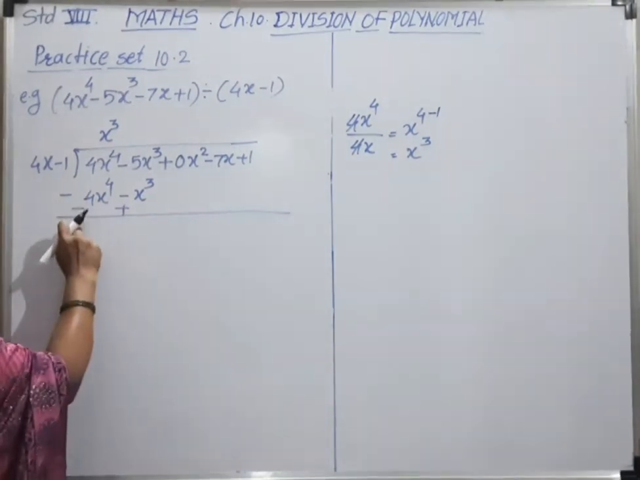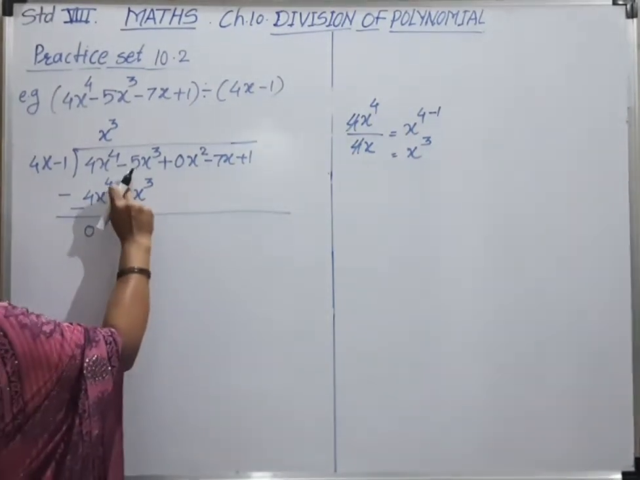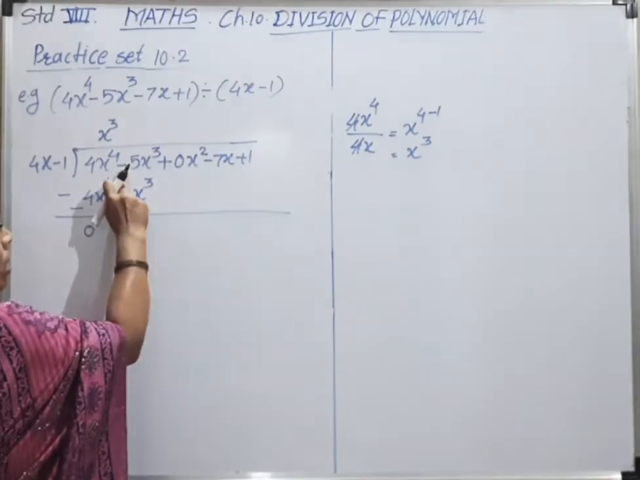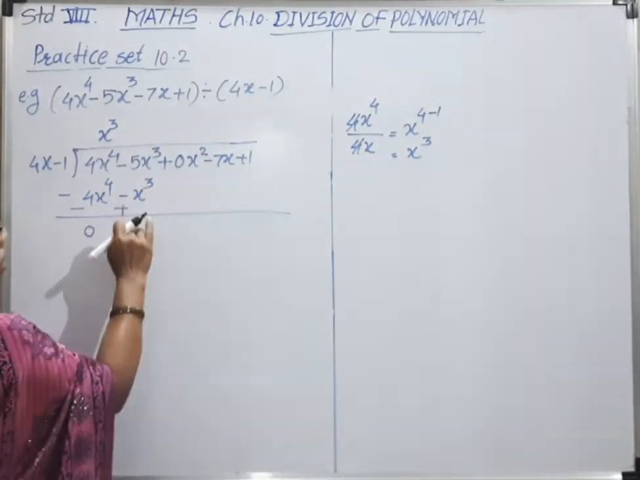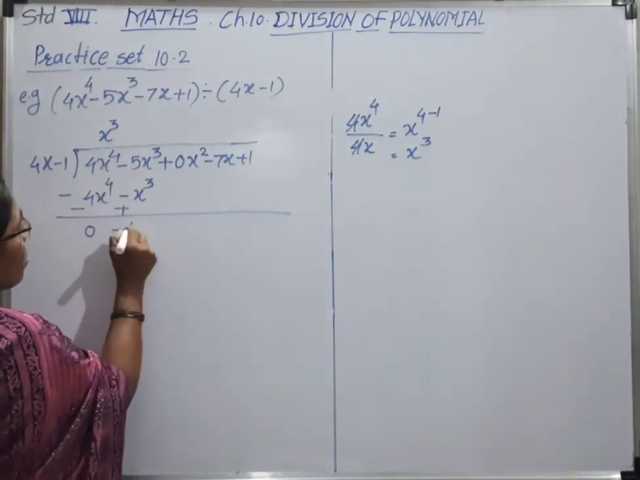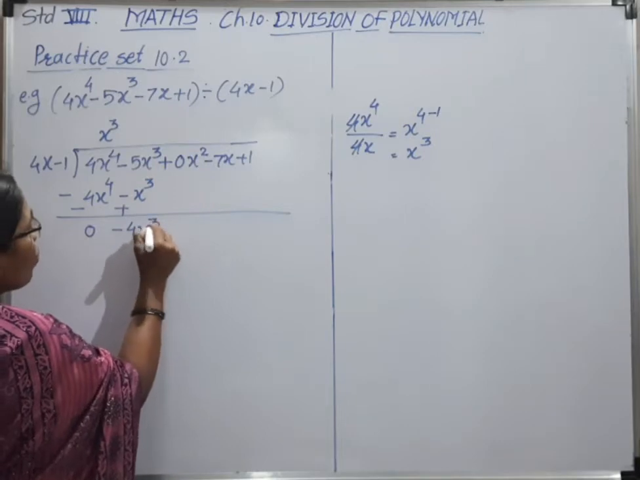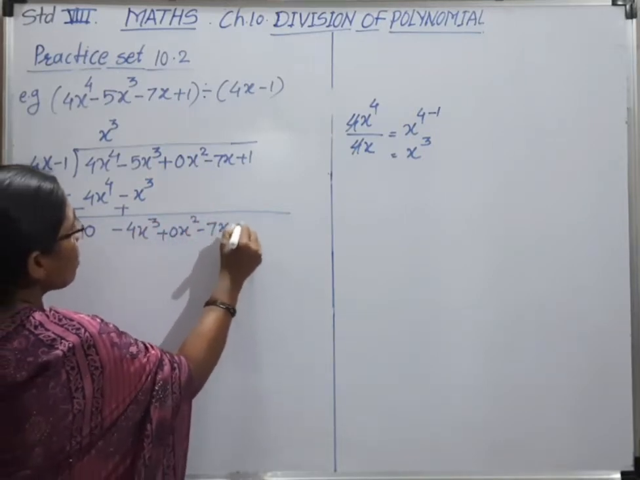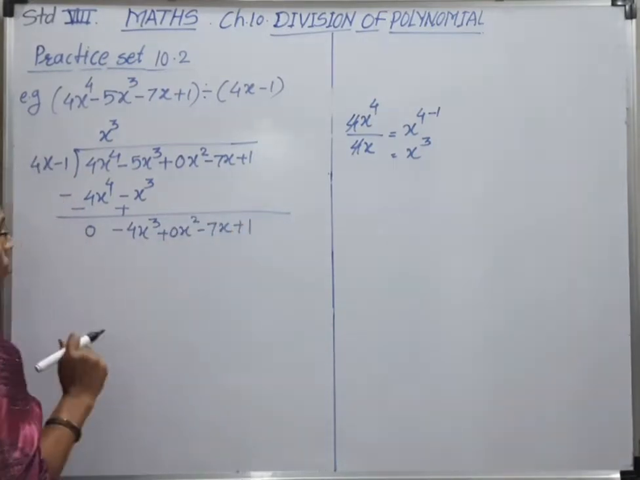So this will cancel because these are opposite terms. Then minus 5x cube and plus x cube: one number is negative, the other positive, so we find the difference, which is 4, with the sign of the bigger number, minus. So minus 4x cube plus 0x square minus 7x plus 1. You have to take all terms down.